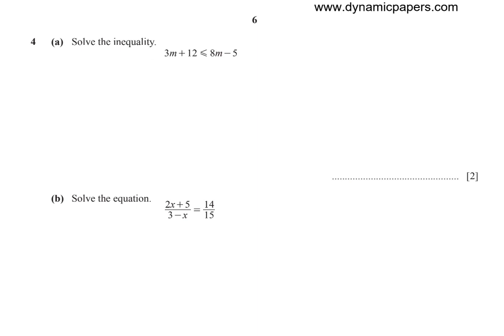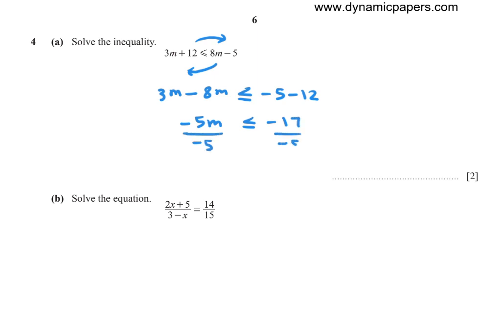4a, solve the inequality 3m plus 12 less than or equal to 8m minus 5. Transpose 8m to the other side and 12 to the right hand side. So 3m minus 8m less than or equal to negative 5 minus 12. So negative 5m less than or equal to negative 17. Divide by negative 5. And take care, when you divide by a negative, flip the sign. So this sign will be more than or equal to. So m more than or equal to negative 17 over negative 5, which is 3.4. So m is more than or equal to 3.4.